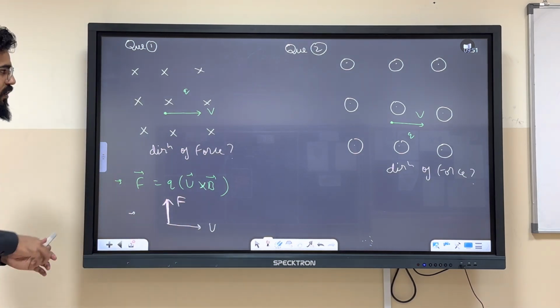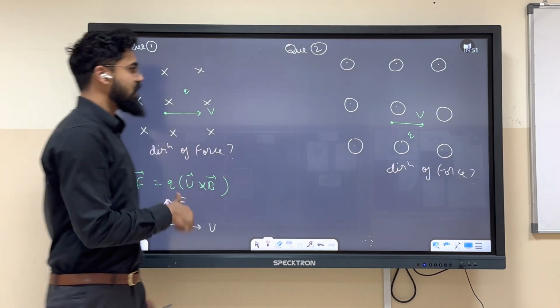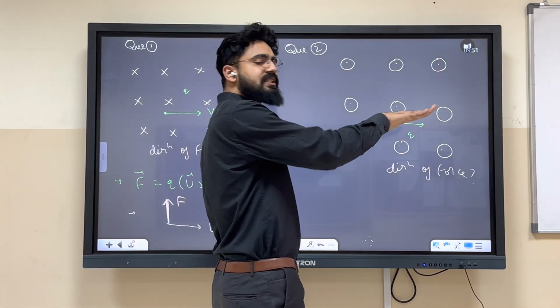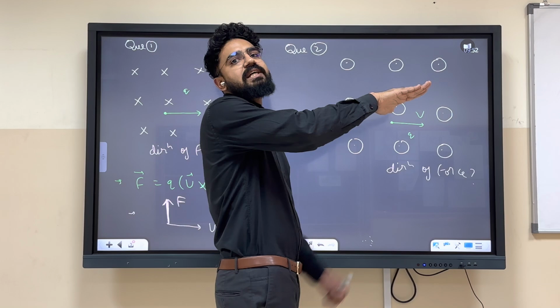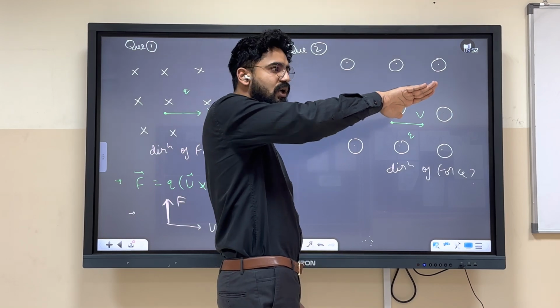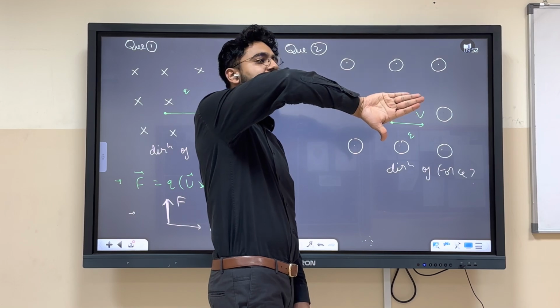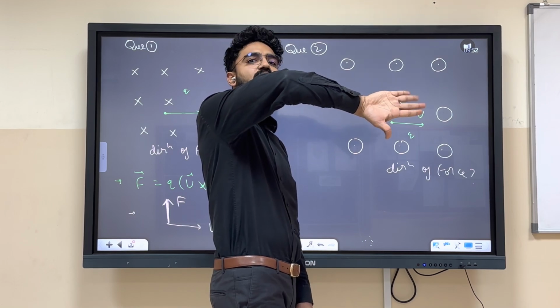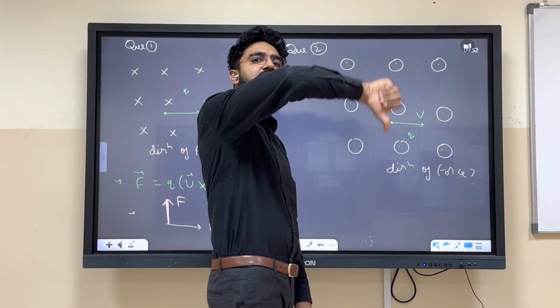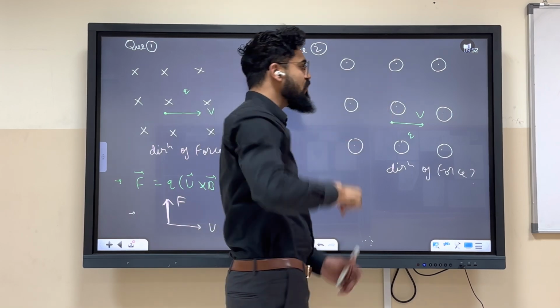Are you getting it? V cross B. Okay, very good. Now over here, V is in this direction and B is in what direction? Towards you. Yes or no? So you have to move your hand such that you can curl your fingers towards you. So now the thumb will show us the direction of force.